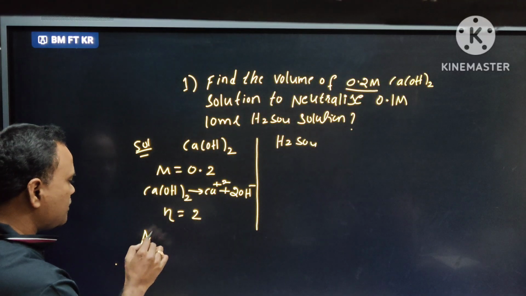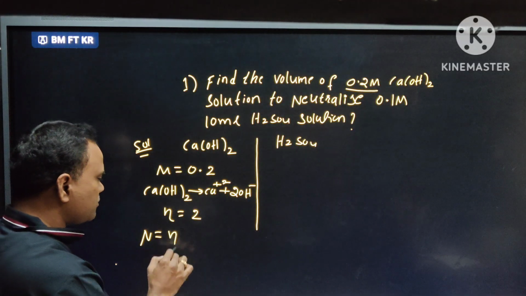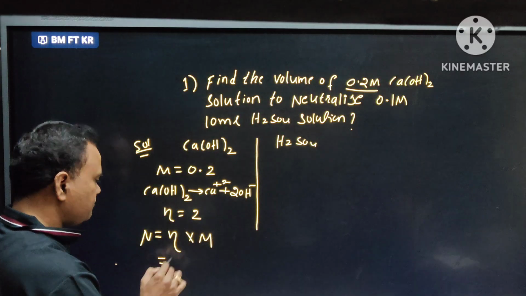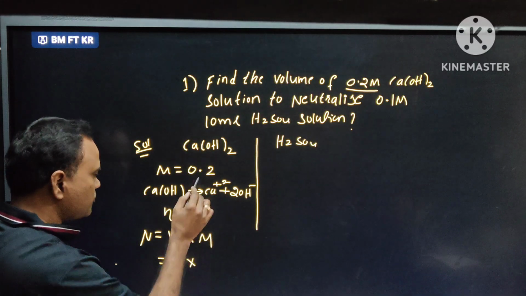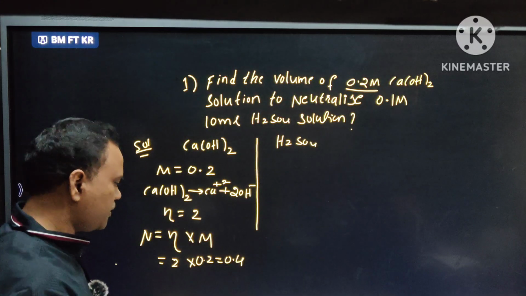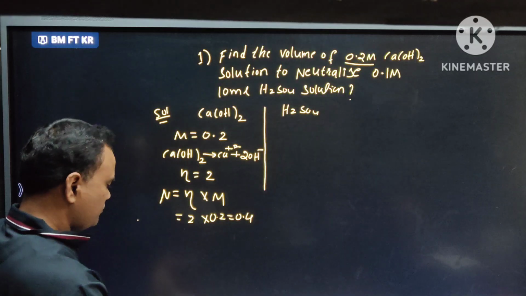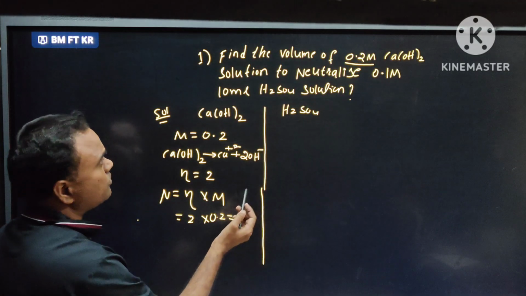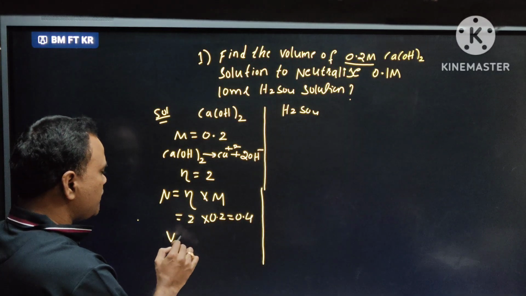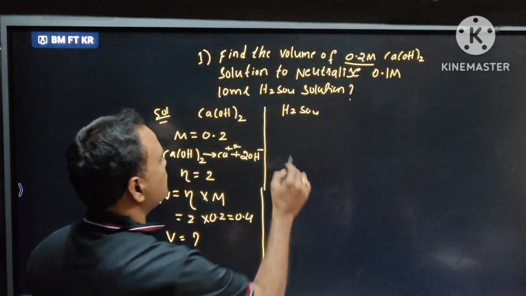So calculate normality. What is the relation between normality and molarity? Normality is equal to N factor into molarity. N factor is 2 and molarity is 0.2, that is equal to 0.4. So normality is 0.4. And what about volume? You have to calculate the volume. Volume, question mark.